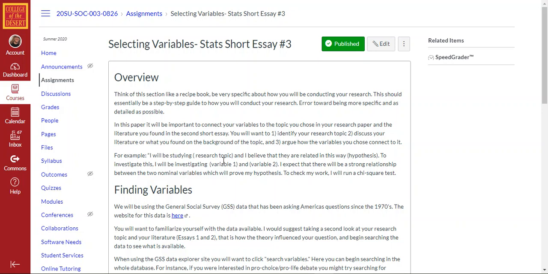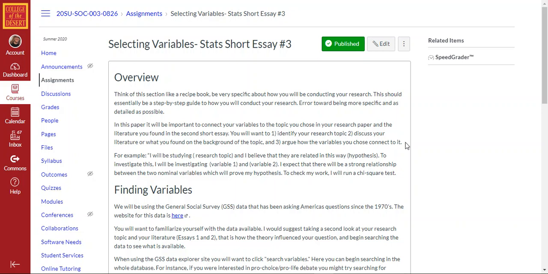Hello all. So this is going to be a quick overview of short essay number 3, selecting our variables. This one's sort of a two-part one. We're going to be looking up our variables to use, which we've been talking about all semester, and then we're going to be plugging them into a method section where we talk about how we use those variables. So we specifically talk about what that might look like in general terms first, and then more specifically later on.